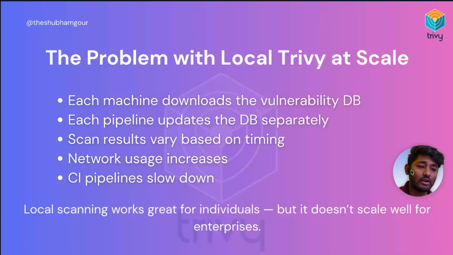When you run local Trivy commands, what happens? Each machine downloads the vulnerability DB. Each pipeline updates the DB separately. Now consider you are not an individual person working in a company. There are hundreds of developers working on it. So each machine downloads the vulnerability DB and each pipeline updates the database separately. The scan results vary upon timing, because you update it on Monday, someone updated on Wednesday. So based on that, the values may differ. The database will update accordingly, and due to that, the network usage will increase and the CI/CD pipeline will slow down.